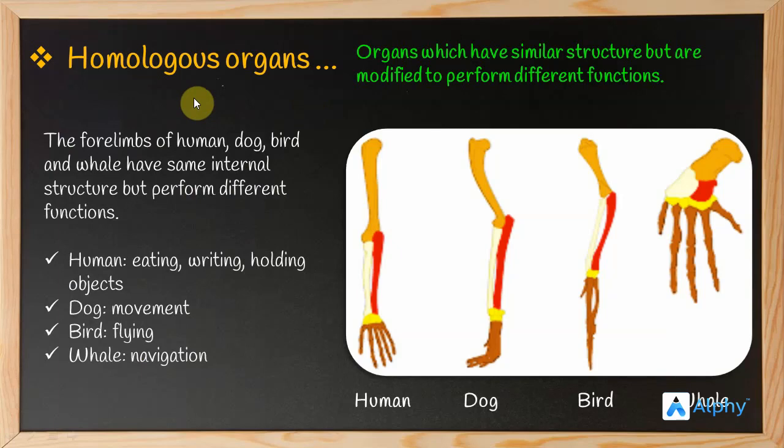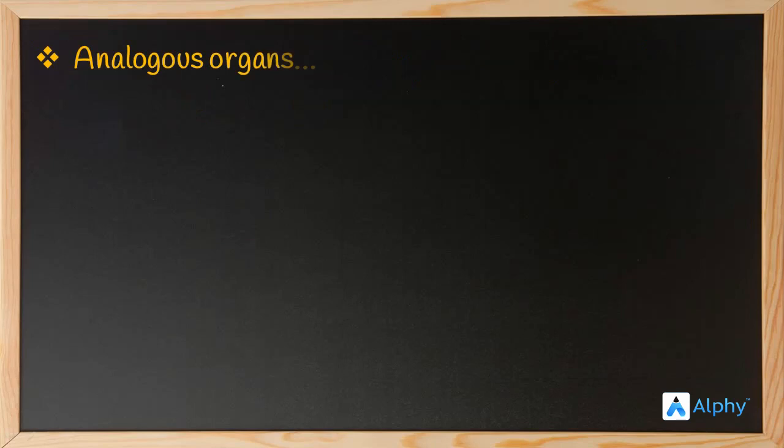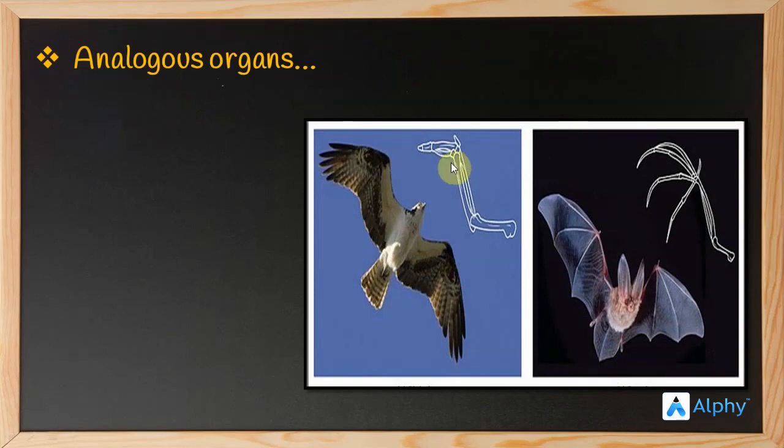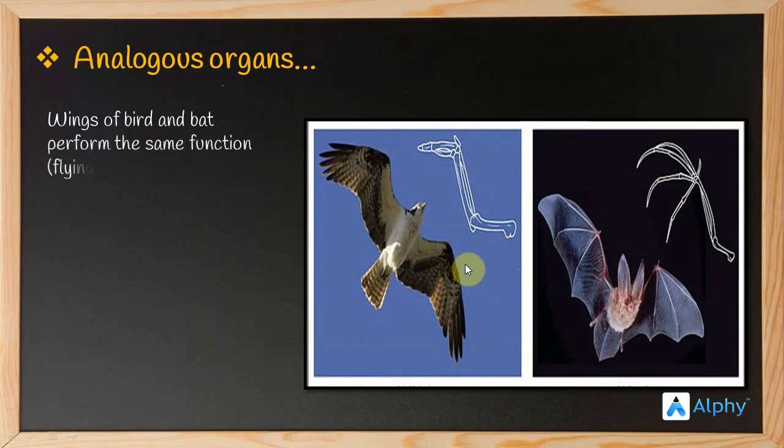Okay, now coming to our next topic, which is analogous organs. Now, what are analogous organs? See, in this case, we are provided with an image of wings of a bird and wings of a bat. All right, we have the organs which are the wings of the bird and wings of the bat. Now, if we look at them, we will see that they have a different basic internal structure. We can say they have a different basic skeleton or different anatomical structure, right? But still, they perform the same function, which is the purpose of flight. The wings complete the purpose of flight, but still they have a different structure. Wings of bird and bat perform the same function, flying, but have different internal or anatomical structures.